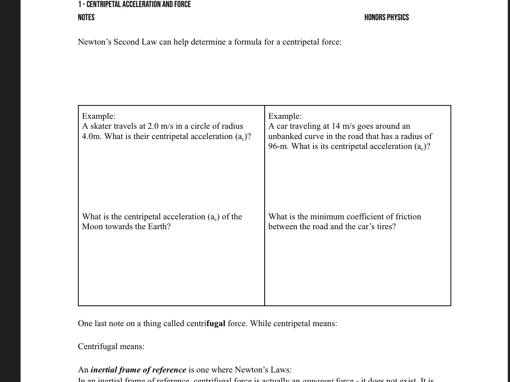So for forces, once again, we use Newton's second law: net force equals mass times acceleration. Well, for centripetal force, it's pretty much the same thing. I say F sub c equals m times a sub c.